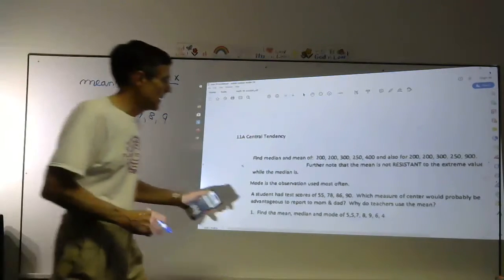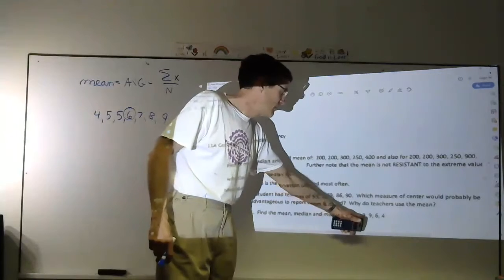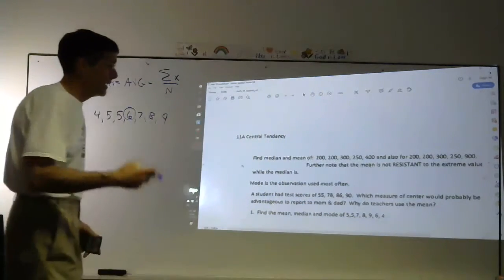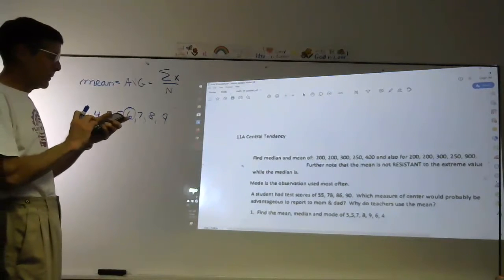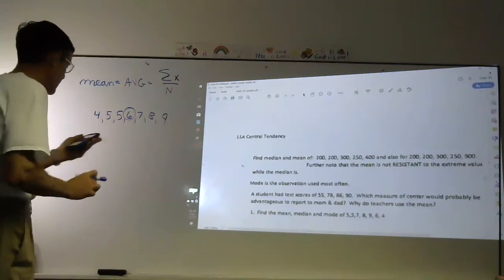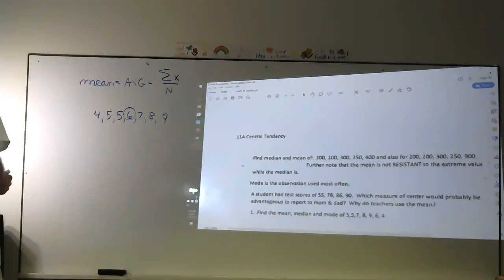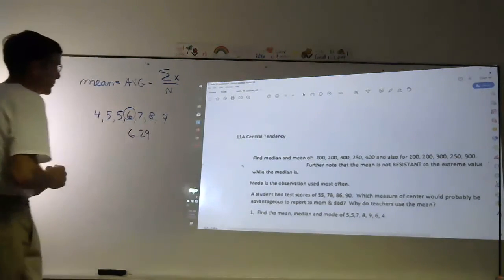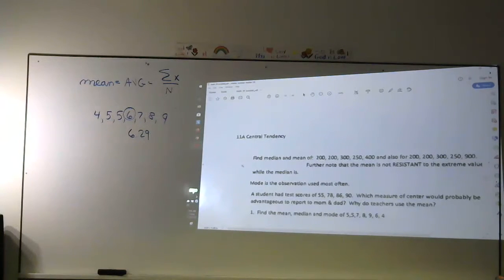6 is your median. Now, what about the mean? I've got to add them all up. Can I do that in my head? 10 and 15 is 25, 34, 44, divided by, what did I say, 7? So 44 divided by 7, and I get 6.29. 6.29 is the mean, 6 is the median, and the mode is 5. Everybody with me?